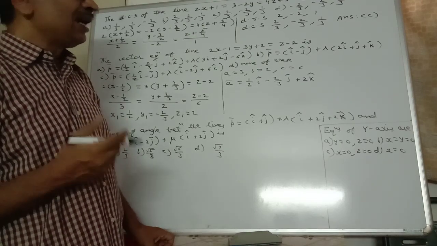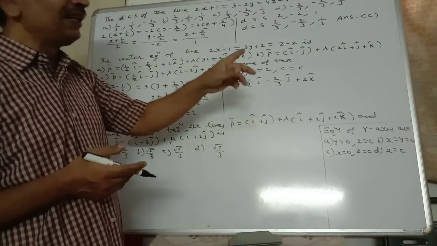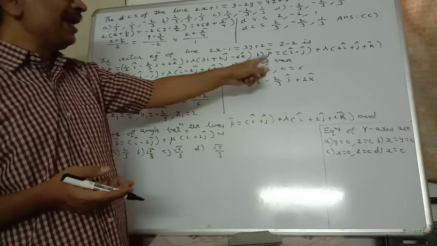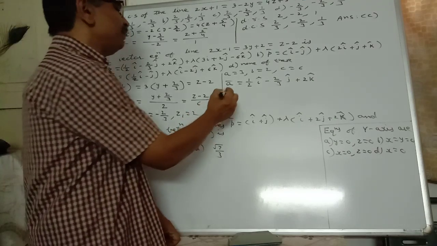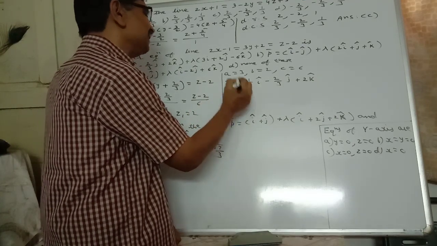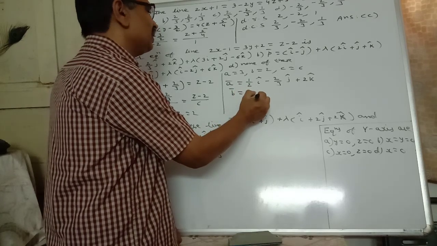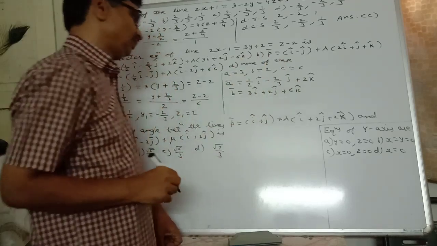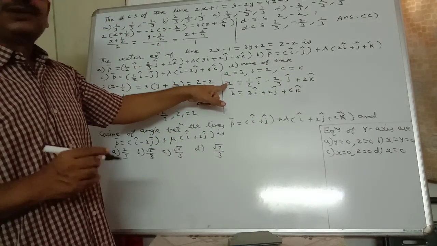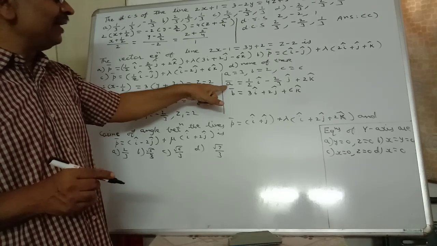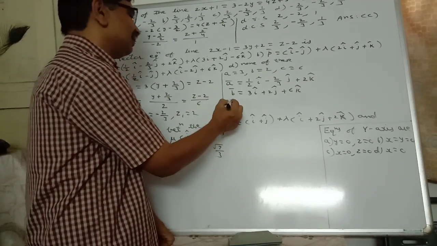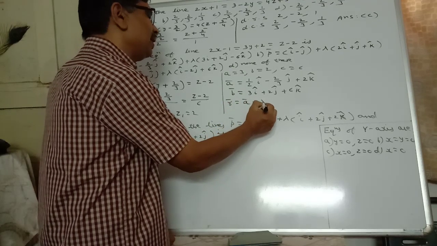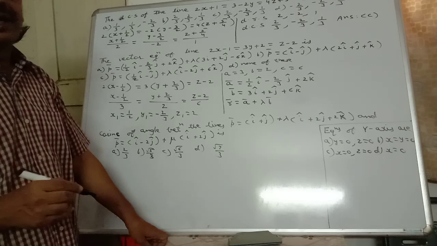Now we want a vector parallel to the line. If direction ratios of the line are known to us, we can write a vector parallel to the line. Those direction ratios become coefficients of unit vectors i, j, k. So b bar equal to 3i plus 2j plus 6k. This is the position vector of one point on the line. This is the vector parallel to the line. Then the equation of the line in vector form: r bar equal to a bar plus lambda b bar.